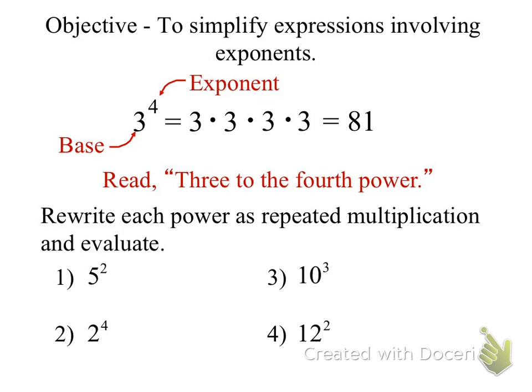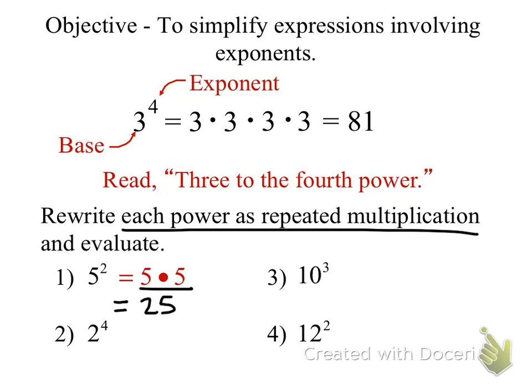Josh? 5 times 5. 5 times 5, because the exponent says twice. That means I repeat it twice. 5 times itself. And then it says and evaluate. So there's 2 parts to this. Rewrite each as repeated multiplication. That's here. And now it says evaluate. And that means find the value. Finding the value. We don't solve expressions. We evaluate them. We find the value of them. So 5 squared is 25.